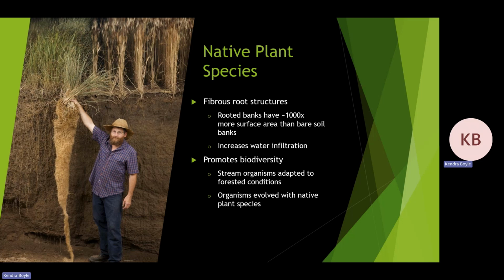Stream organisms such as macroinvertebrates rely on trees and shrubs for shade and food sources. These organisms evolved with the native plant species, so the absence of these species usually leads to the absence of these organisms, impacting the overall health of the stream.